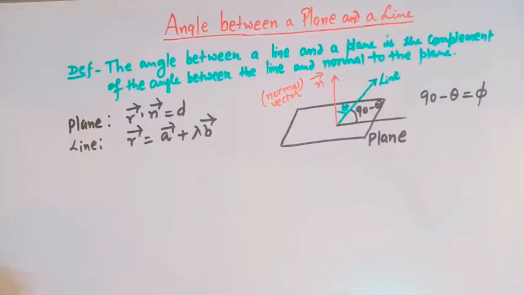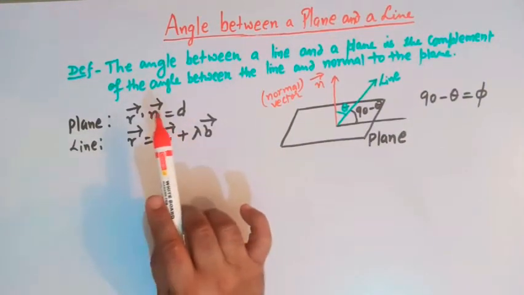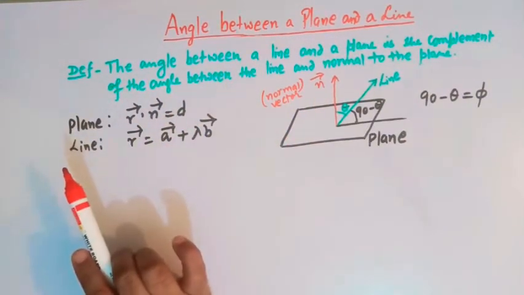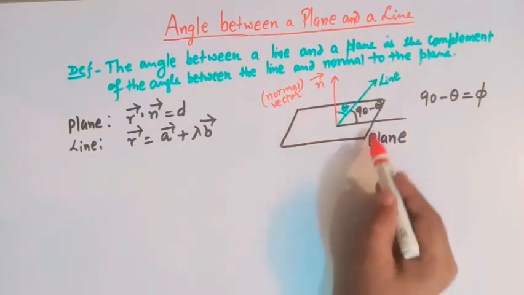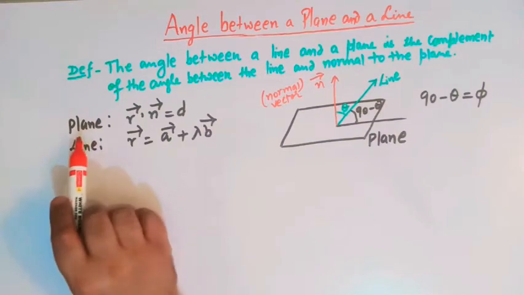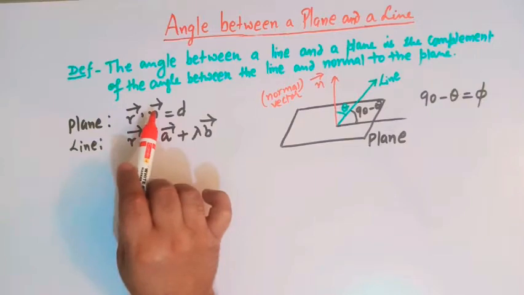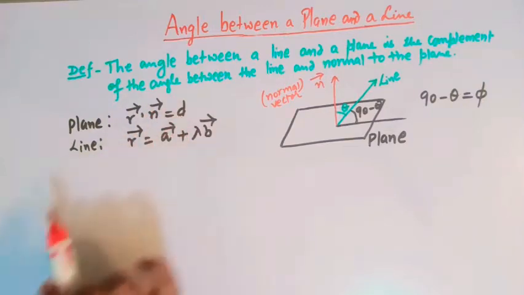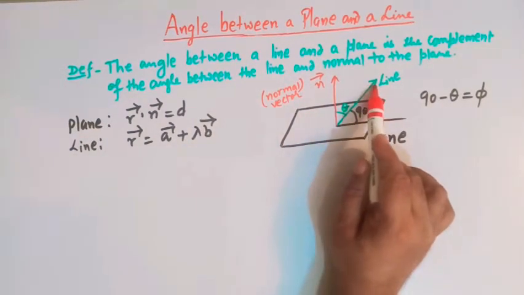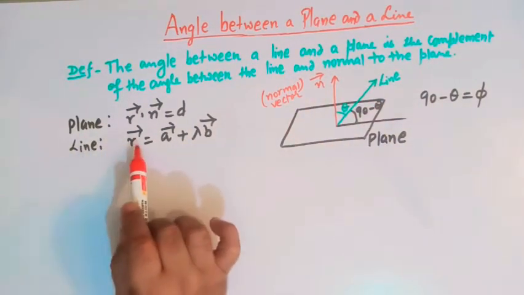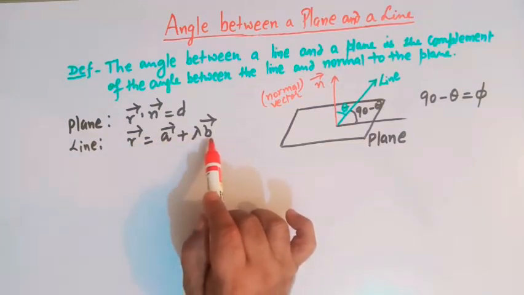Hello viewers, in today's class we are going to take up the topic angle between a plane and a line. Here we have a plane, and the vector equation of the plane is vector r dot vector n is equal to d. And the vector equation of this line is vector r is equal to vector a plus lambda times vector b.